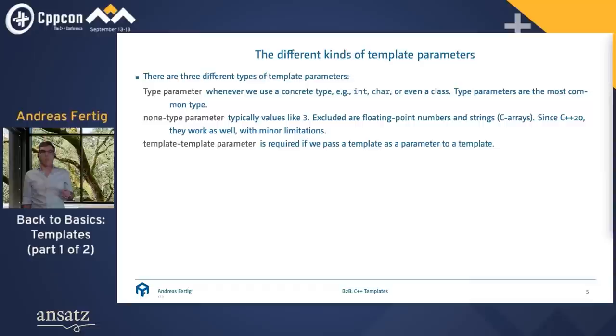We have type parameters, which may be the most commonly used type, at least in my daily use. And that's the case whenever we are trying to substitute a concrete type, like a char, an int, or even our own class. Then we are talking about a type parameter, because essentially we are passing in a type and we will work with that type later in the class or function. Then we have non-type template parameters. They are often values like 3, 42, something like this. A few things are excluded, so we cannot pass in floating point numbers or strings in terms of C-style strings or C arrays. And some of these restrictions are lifted since we have C++20, which, as you should know, we have since a week ago or something like that officially now. And they make a lot of these, or at least some of these limitations, go away.